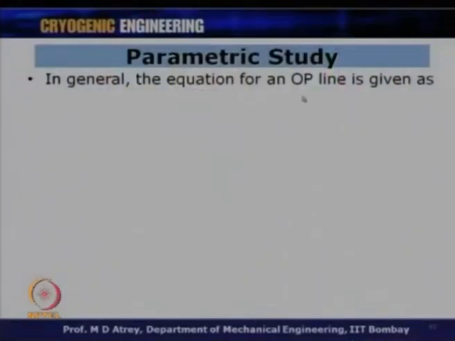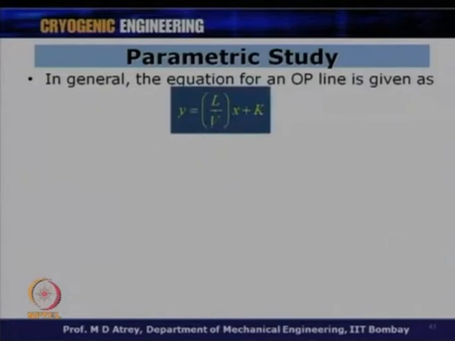Having understood how to draw this Excel sheet, how to draw this on the graph paper, how to calculate the number of plates in the enriching section and stripping section, now let us see the different parameters which affect the number of plates, and that is the most important thing. So, let us see how the number of plates varies with different parameters. In general, the equation for an operating line is given as y is equal to L by V x plus k. This is what we know. So, definitely L by V plays a very important role. The slope of the line plays a very important role.